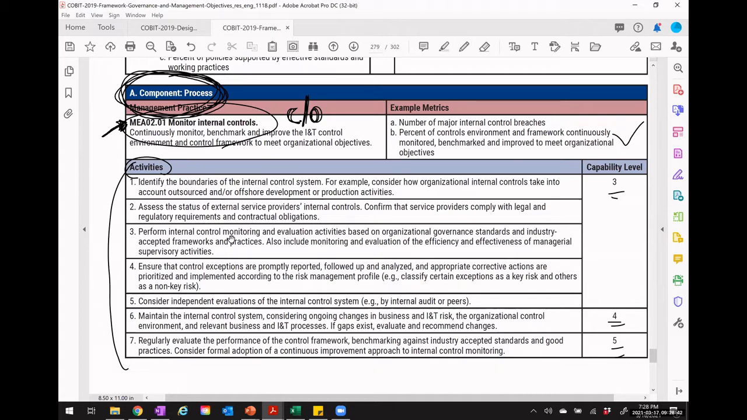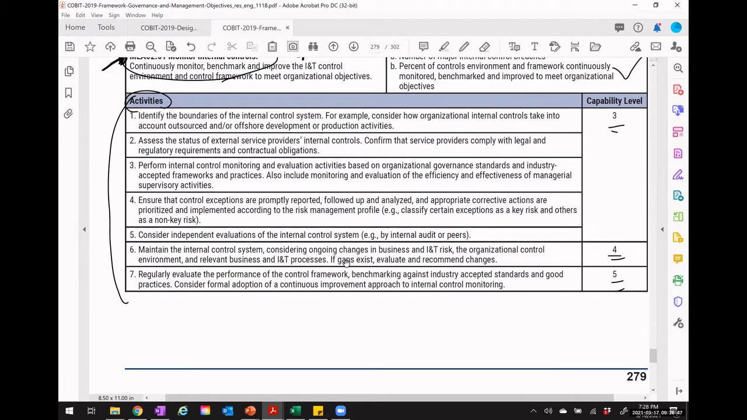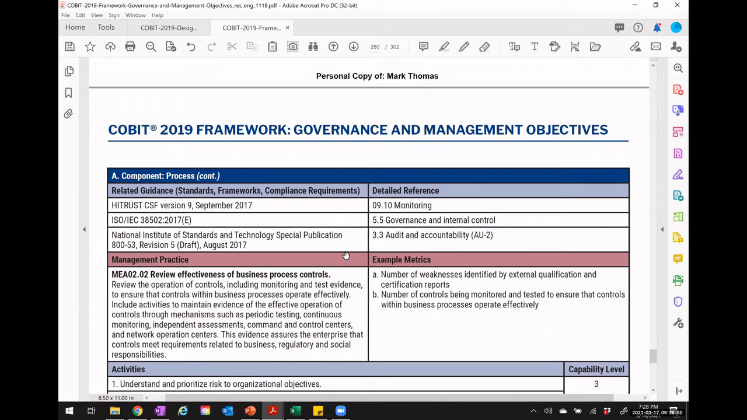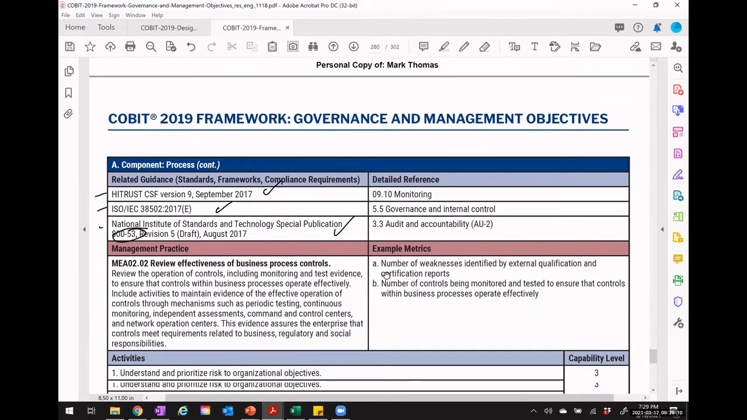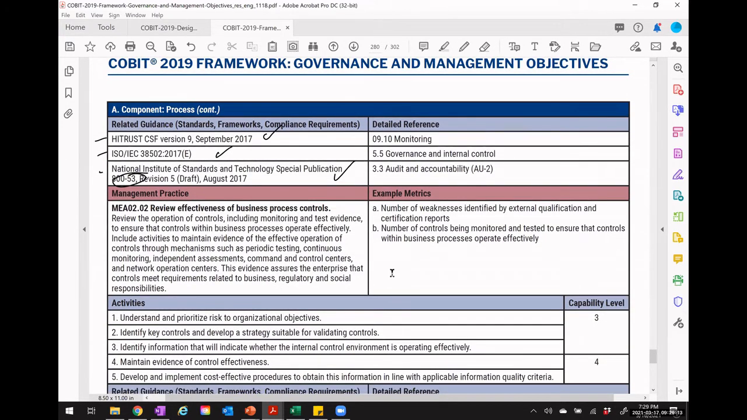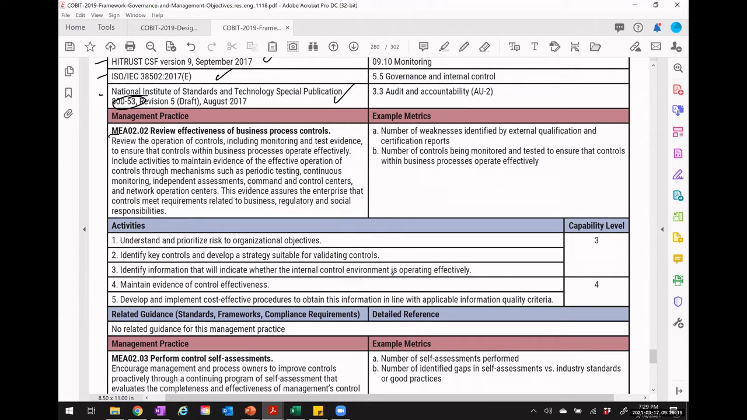So that is your first control objective. I need to make sure I have a mechanism to monitor internal controls. My next control objective for audit. Oh, before I do that, by the way, I just want to mention that for that control objective or that practice, now they give us some additional related guidance. They say you can go to HITRUST, ISO 38500, or NIST 800-53. Remember, I told you that Cobit is going to point down to what other frameworks are the most appropriate for you. My second control objective here, MEA02.02, review effectiveness of business process controls.